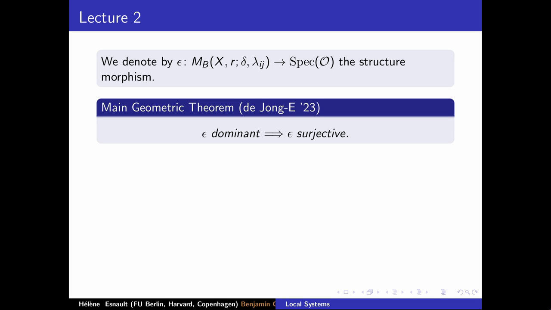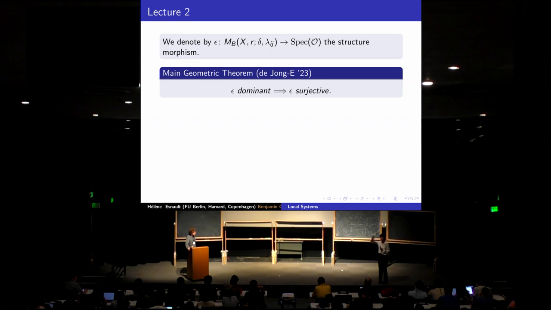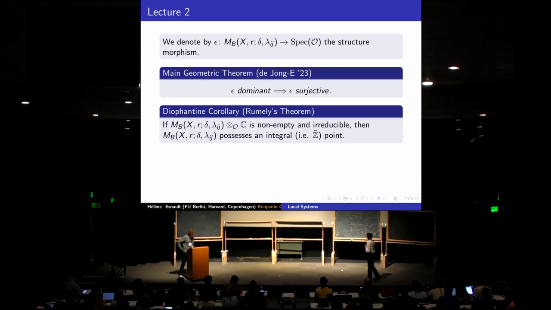The existence of the local system over C, which is irreducible and has a finite determinant, is telling us that epsilon is dominant. It just says that. Because you take a C point of spec O of those moduli. And now the theorem is telling you that this morphism is surjective. Okay, thank you very much. So now let me say a nice corollary of that.